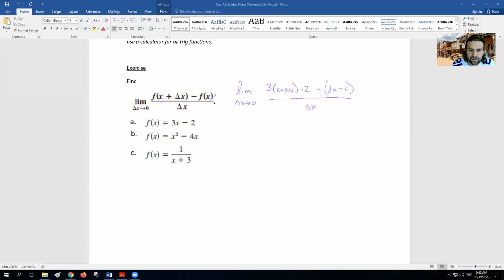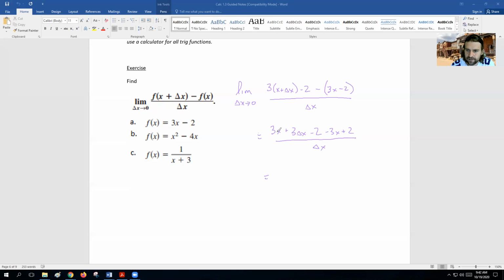We're going to see what this looks like when we simplify it and then evaluate the limit. Technically we should always rewrite the limit here, but as a rule of thumb, if you just remember to take the limit at the end, it's good. So let's distribute the 3. So we get 3x plus 3 delta x minus 2. And we'll distribute this minus: minus 3x plus 2, over delta x.